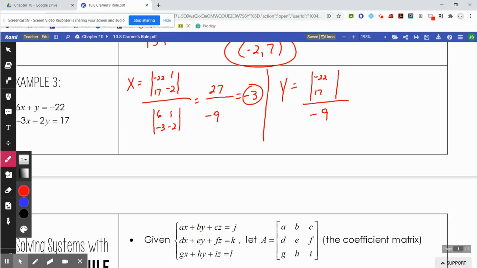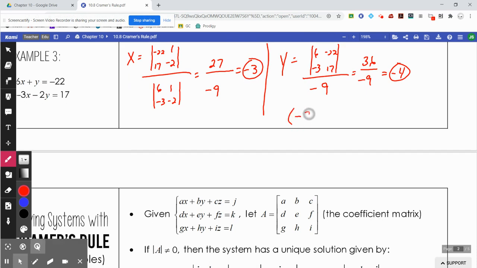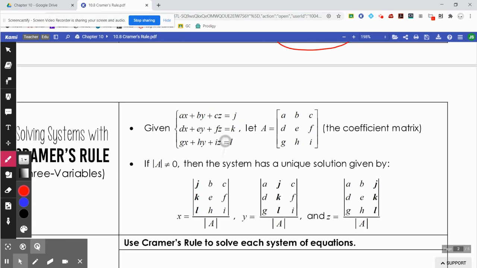And then you replace the y column with negative 22. Well, hang on. Let's try that again. The x's stay the same, which was 6 and negative 3 on your coefficient. The y column turns into negative 22 and 17. On top, down minus up is going to give you 102 minus 66, which is 36, over negative 9, which is negative 4. So therefore, your point where these two cross are at negative 3, negative 4.